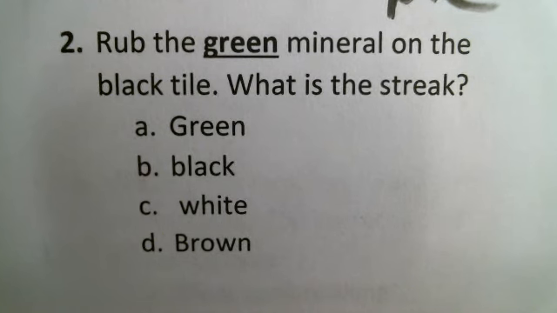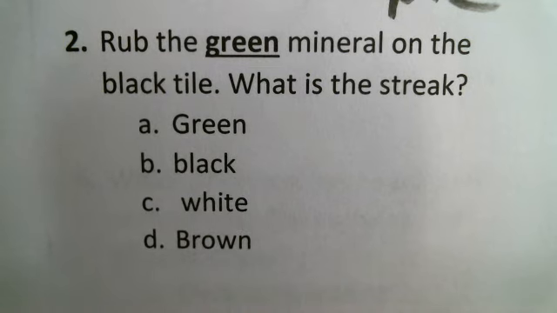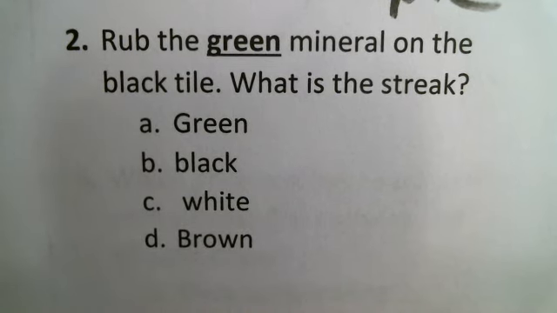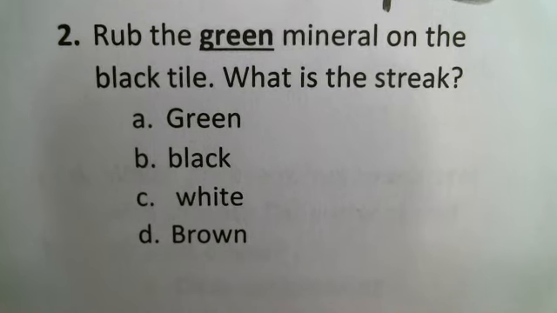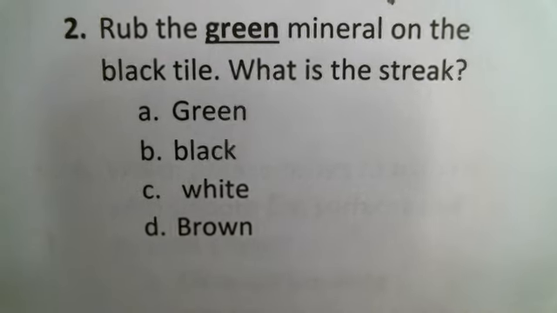Question number 2, rub the green mineral on the black tile. What is the streak? Go ahead and get your sample of the green mineral. It's called fluorite. Rub it on the black tile and you'll see what it is. I'll give you a hint. It's not going to be green. It's a different color than the color of the sample.